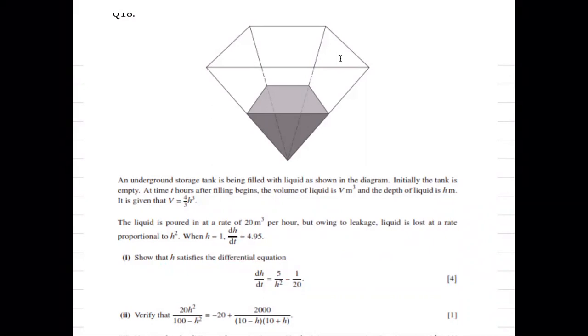Okay, so the volume is being filled at time t hours after filling begins. The volume of liquid is V meter cube and the depth of the liquid is H. The liquid is being poured at a constant rate of 20 meter cube per hour. That is the inflow.